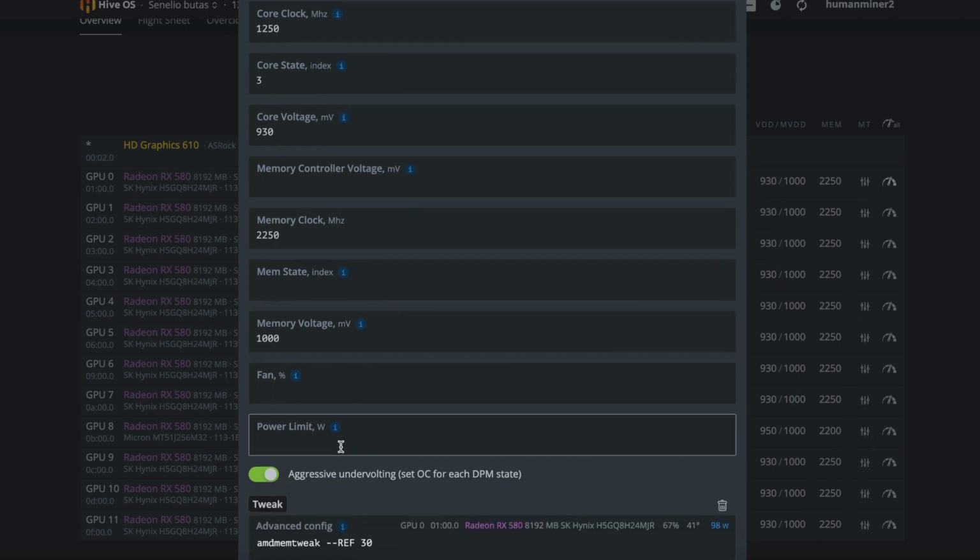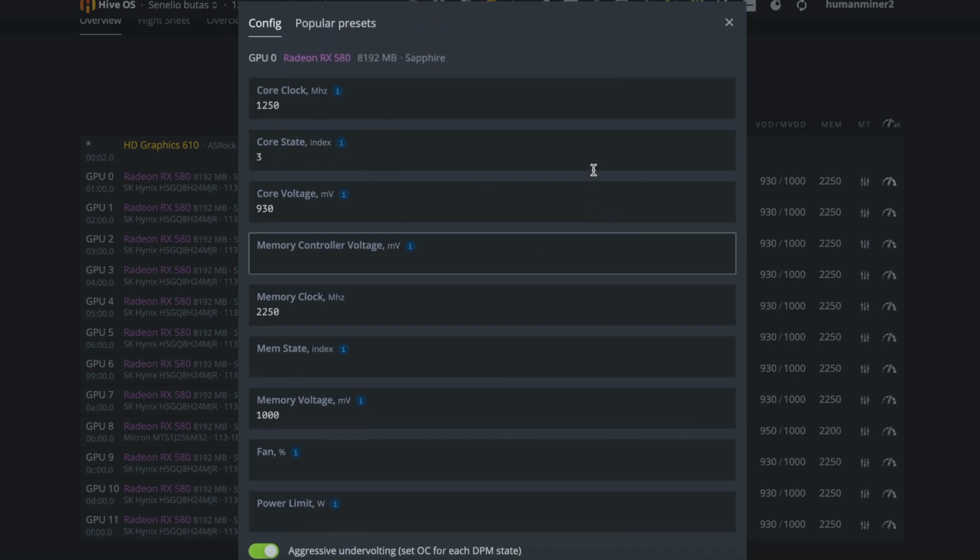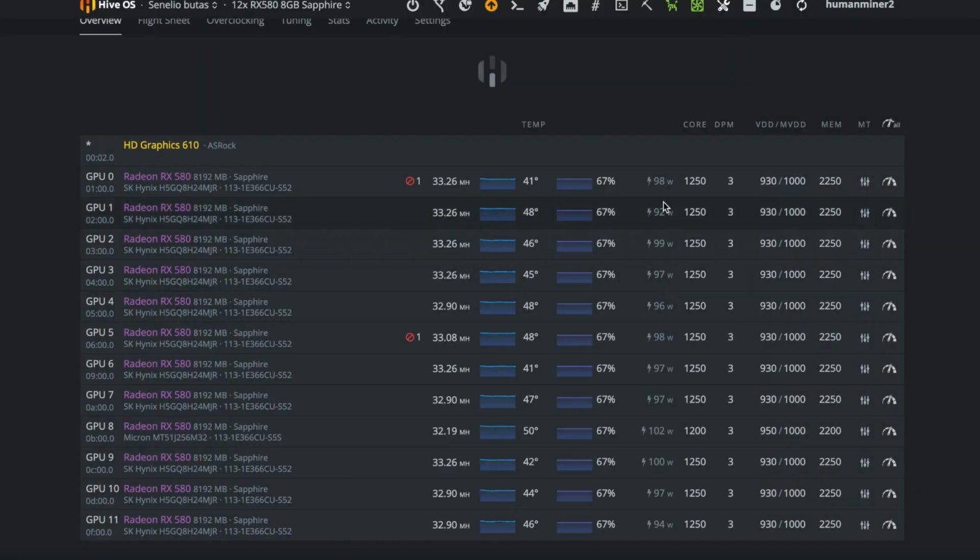And I also used aggressive undervolting just to decrease power consumption on these cards, since these Polaris cards actually pull more than Hive shows. As you can see, the system shows around 98 watts per card, and in reality you can expect something like 120 to 130 watts per card. Better to use a wall socket to measure all these numbers and just find the best OC settings for you.